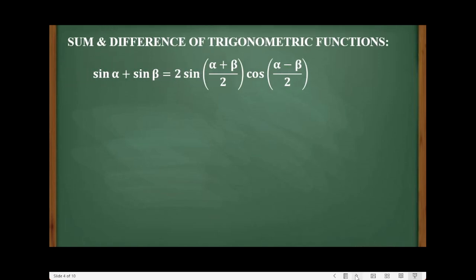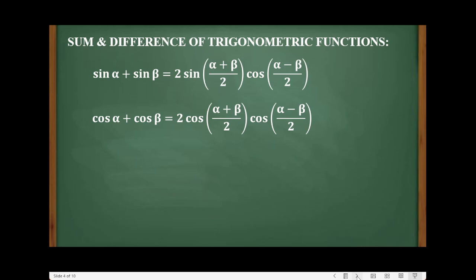For the second set, we have the sum and difference of trigonometric functions. Sine alpha plus sine beta equals 2 sine of quantity alpha plus beta all over 2 times cosine of alpha minus beta all over 2. Next, cosine alpha plus cosine beta equals 2 cosine of quantity alpha plus beta all over 2 times cosine of quantity alpha minus beta all over 2.